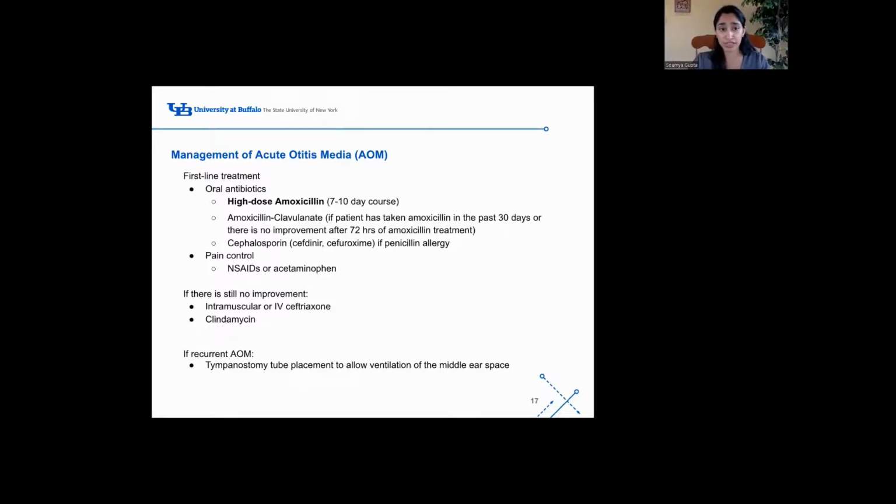But if you are doing first-line treatment, which you should, then oral antibiotics are key. And you would start off with high dose amoxicillin, a 7 to 10-day course usually. But if the patient has taken amoxicillin in the past 30 days, you would use amoxicillin clavulanate instead, or also if there's no improvement after 72 hours of amoxicillin treatment. And you would also do pain control. But if there is no improvement, then you can consider an IM or an IV ceftriaxone. That also works if a patient is vomiting and cannot tolerate oral medications, along with clindamycin.